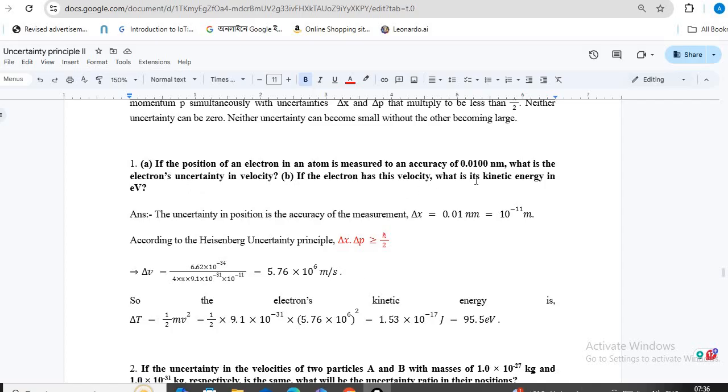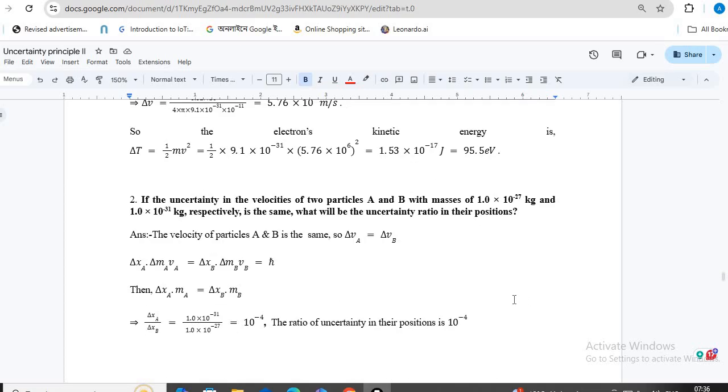Now we need to find the kinetic energy of the system. You all know from our school days that kinetic energy is represented as half m v squared. Now you know the velocity uncertainty, so take the square of this, multiplied with the mass of the electron and with half. This gives you something in the order of 1.53 into 10 to the power minus 17 joule. Now if you divide it by the electron charge, this will give you the value in electron volt. So from the uncertainty principle you are able to find the velocity and the kinetic energy uncertainty in the system.